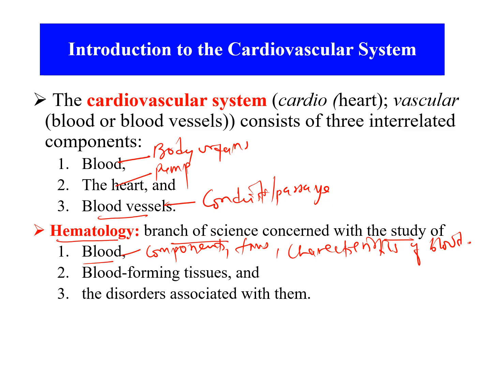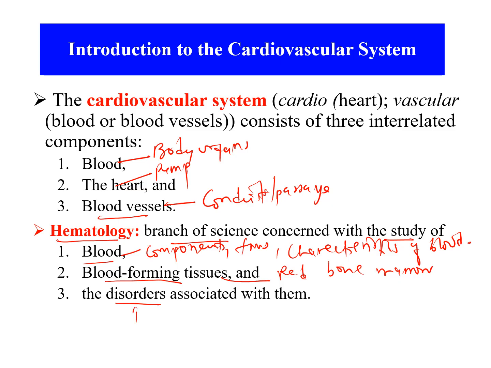We get to also look at blood-forming tissues. So these tissues, we can talk about the red bone marrow. So we'll look at the red bone marrow in just some minutes from now. Hematology also does not end on blood-forming tissues. It also looks at the disorders that are associated with blood.